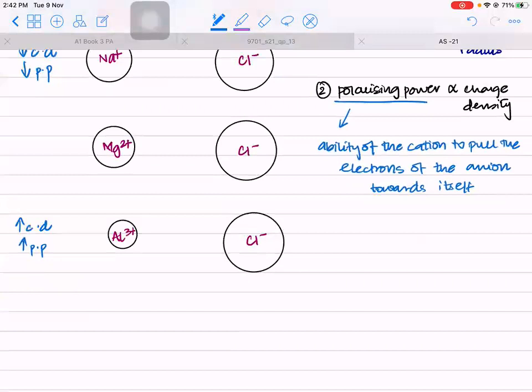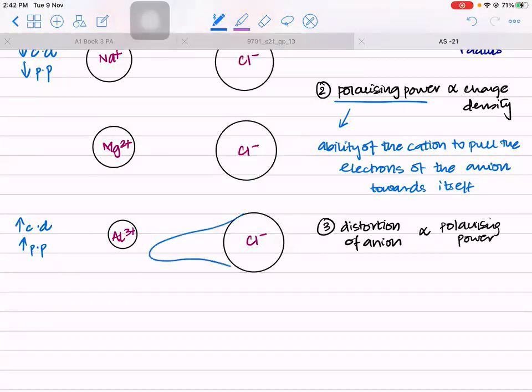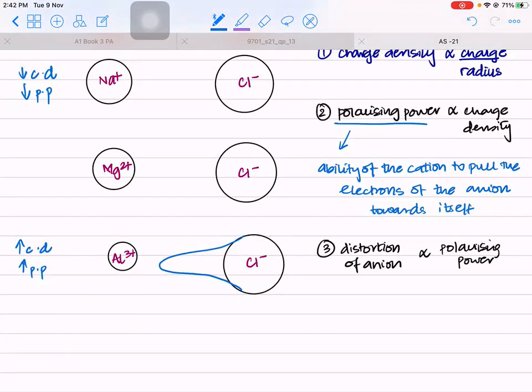Clear? Then comes the third thing, which is the distortion of the anion. The distortion of the anion is directly proportional to the polarizing power. The more the polarizing power, the greater will be the distortion of the anion. Because polarizing power is the ability to pull the electrons of the anion. So which one has more polarizing power here? Aluminum. So it will pull the electrons of the anion. Can I say this is aluminum pulling the electrons of chloride? This will have a higher polarizing power, therefore more distortion. This has lower polarizing power, therefore less distortion. And this has the least polarizing power, therefore the least distortion.